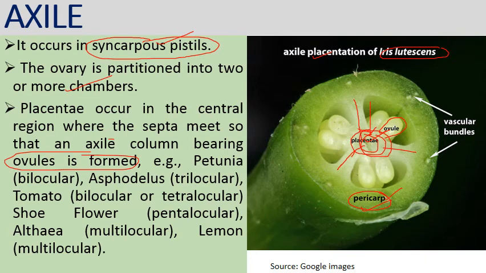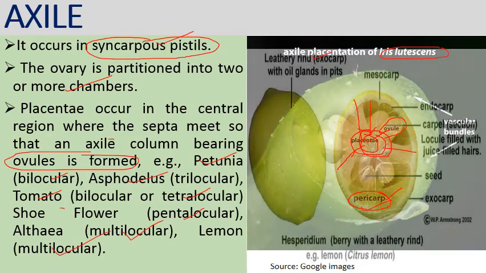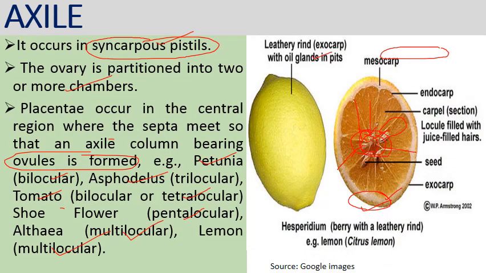For example, in case of petunia, which has a bilocular ovary, and asphodelus which bears a trilocular ovary, then tomato, bilocular or tetralocular ovary, then shoe flower which bears a pentalocular ovary, althea bears a multilocular ovary, and lemon also bears a multilocular ovary. And it shows axial placentation that we can see in this photograph. This is the section of lemon fruit, and the term used for lemon fruit is hesperidium.